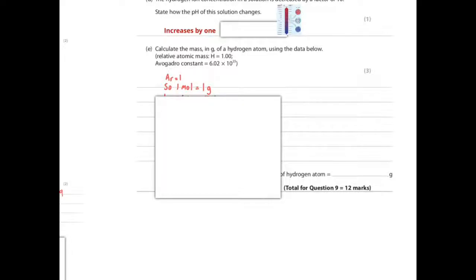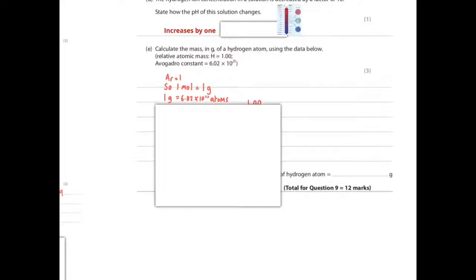So like I said before, magnesium has an atomic mass of 24, so if you had a mole of magnesium, it would be 24 grams. So hydrogen has a relative atomic mass of 1, so if you have a mole of hydrogen, you have 1 gram. So 1 gram equals 6.02 times 10 to the 23 atoms. Because that's what a mole is. It's a number of atoms. And the number is Avogadro's constant, 6.02 times 10 to the 23.